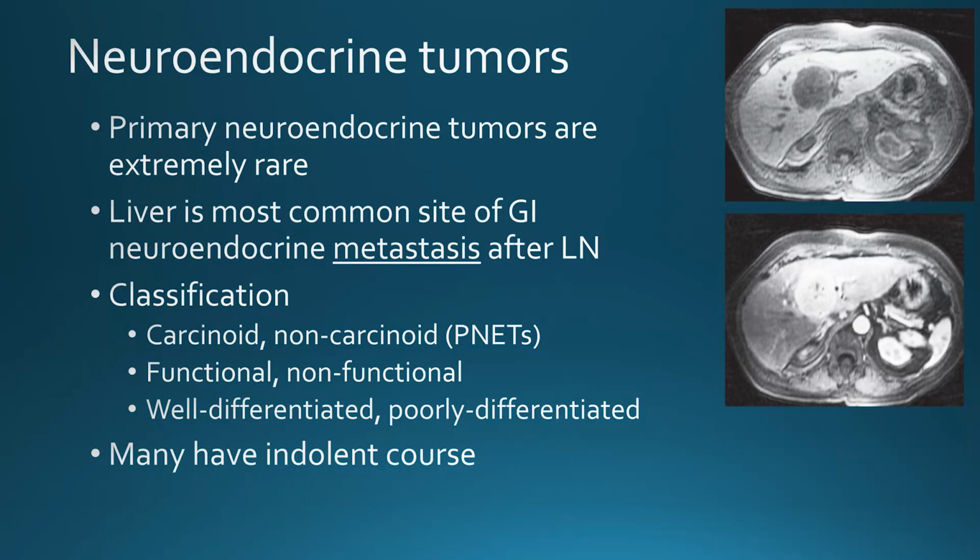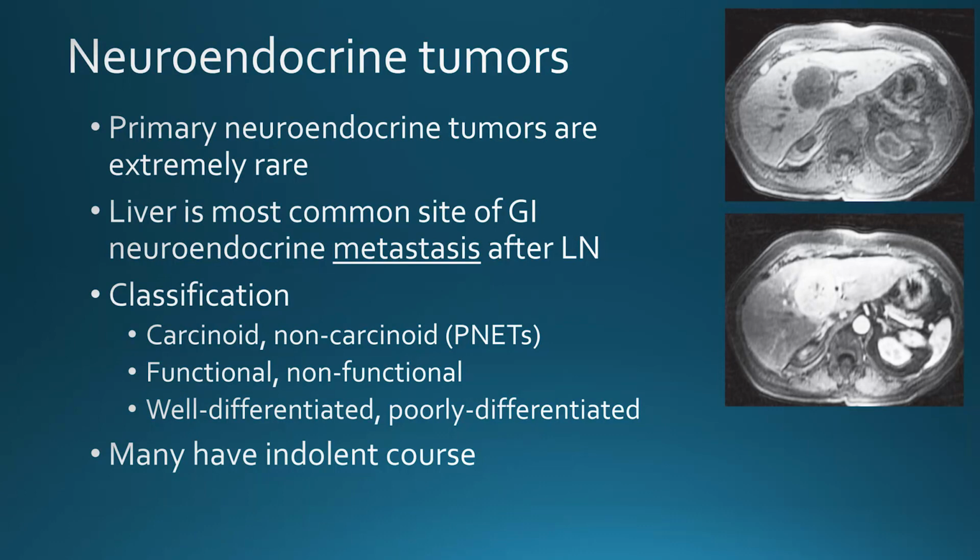When we talk about the tumor itself, it is a rare disease, as we mentioned before. Liver is the most common site for GI neuroendocrine tumor metastasis after lymph nodes, and carcinoids are most of the neuroendocrine tumors, more common than the whole rest of the list that we discussed. And these tumors are either functional or non-functional, well differentiated or poorly differentiated, and they have a very indolent course, as we discussed.